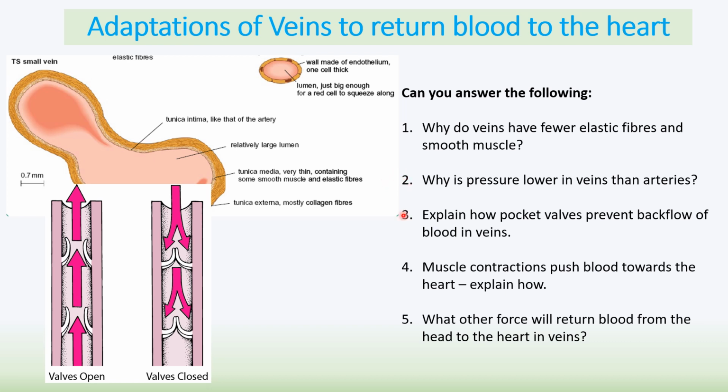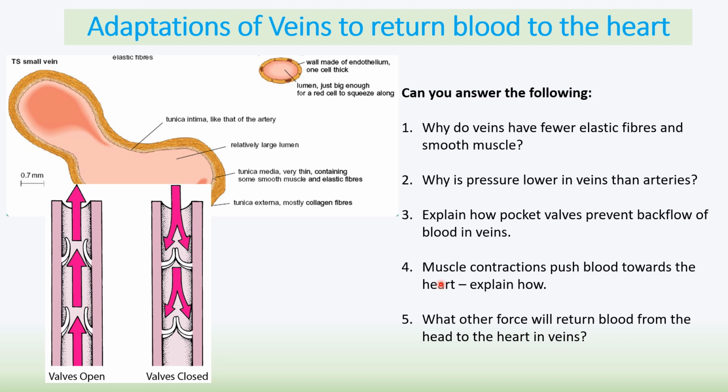Pocket valves prevent backflow of blood. So you can see here the diagram. If the blood is flowing in the right direction, then the pocket valves open. But if the blood comes back due to low pressure, it gets caught in these flaps of the pocket valve, which fill with blood, and it blocks the lumen of the vein. When blood flows towards the heart, it opens and the blood can flow quickly.